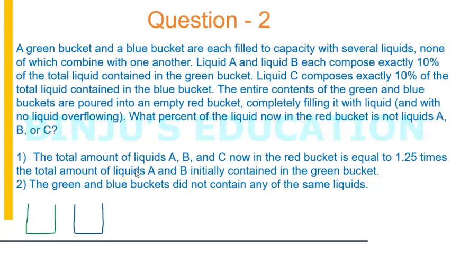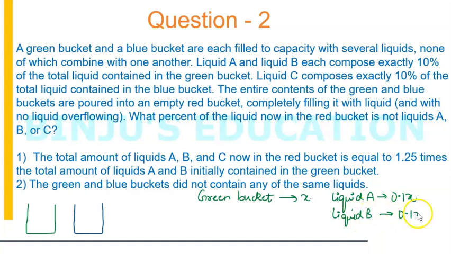A green bucket and a blue bucket are each filled to capacity with several liquids, none of which combine with another. Liquid A and liquid B each compose exactly 10% of total liquid contained in the green bucket. Okay, so let's say the capacity of the green bucket is X. So the amount of liquid A in it will be 0.1x, and the amount of liquid B in it will also be 0.1x.